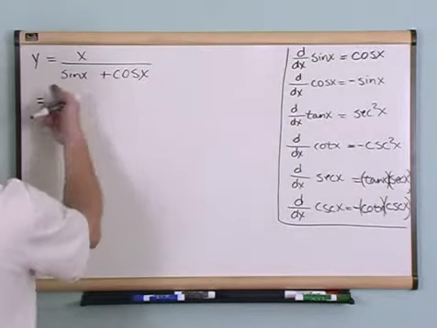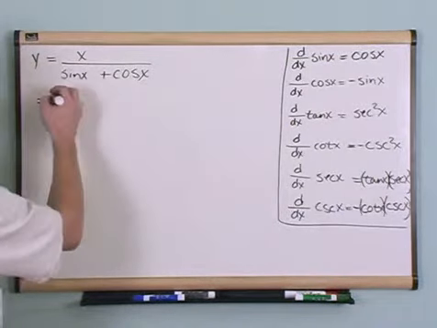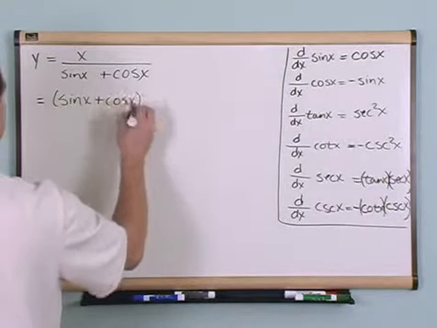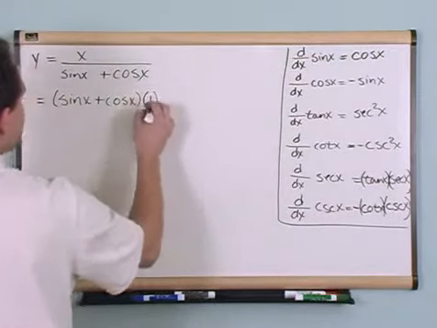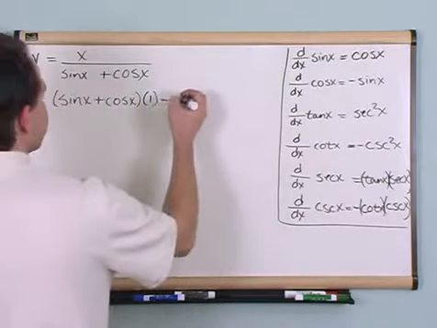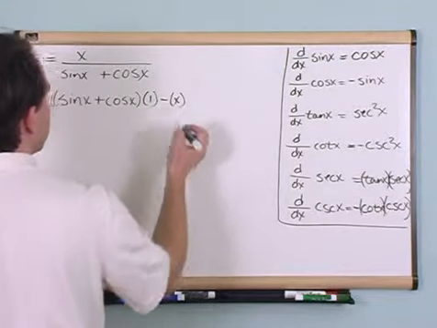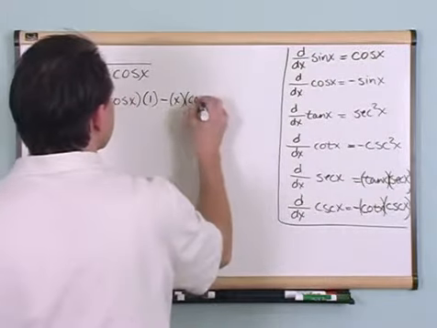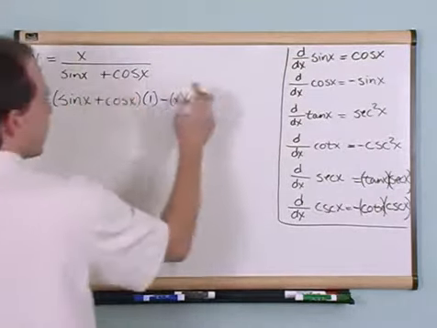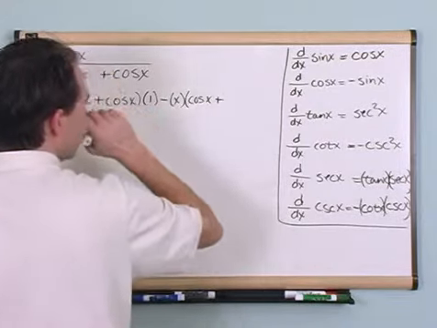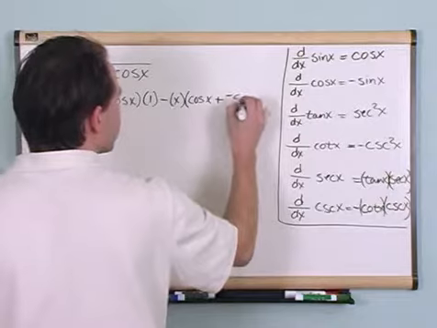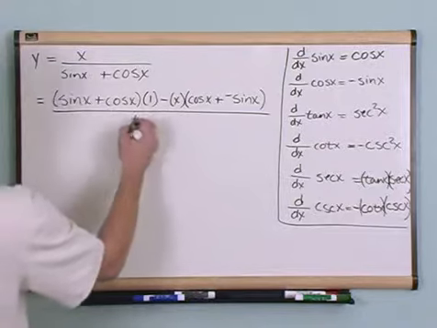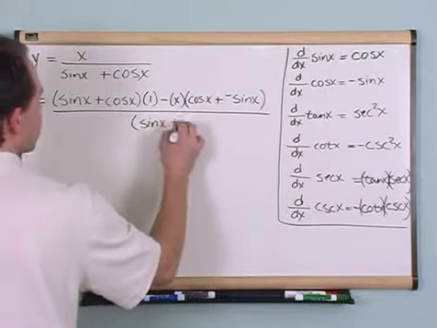But let's just do this. We're going to use the division rule to take the derivative. So we have the bottom, which is the sine of x plus the cosine of x, times the derivative of the top, which is just 1, derivative of x is 1, minus the top times the derivative of the bottom. Derivative of sine is cosine, and the derivative of cosine is negative sine, and then the whole thing is going to be divided by the bottom squared, which is sine x plus cosine x squared.